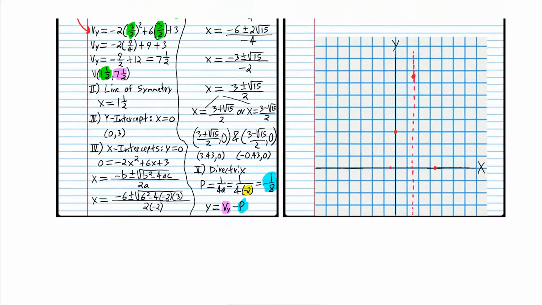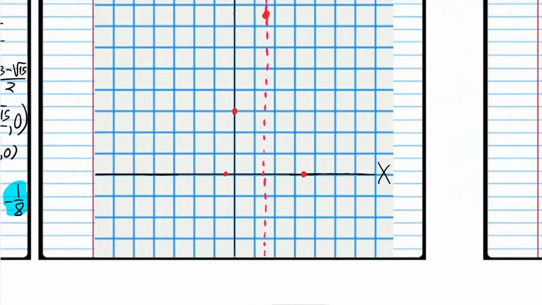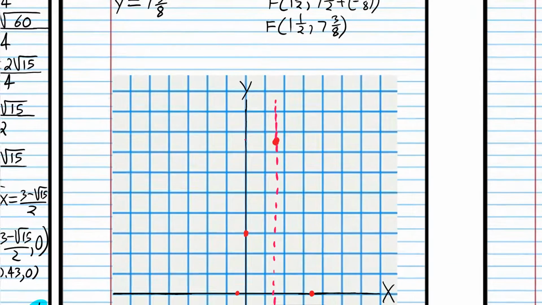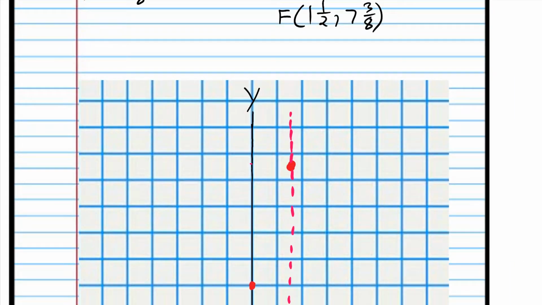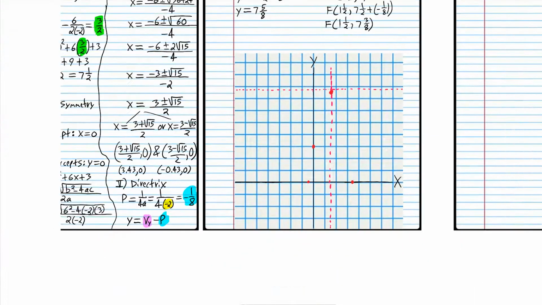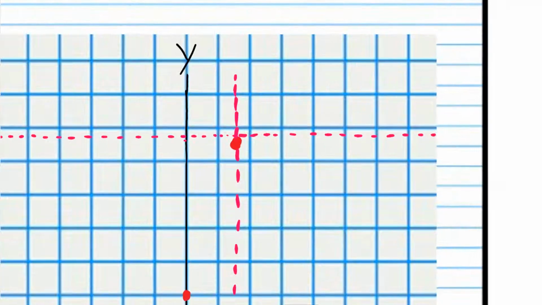All right, so now we go to the directrix, which is 7 5/8. So it's kind of hard to tell exactly where that would be. It's going to be pretty close to the vertex, so you can kind of just plot it real close there. And then the focus is going to be 1 1/2 and 7 3/8, so it's going to be somewhere around here. The coordinates don't really have to be perfect because obviously this is kind of hard to graph.